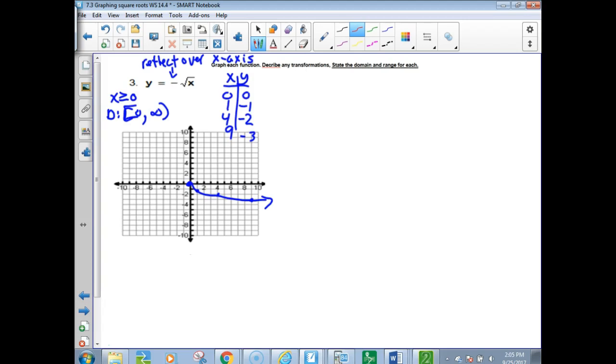Oh, and the range is not 0 to infinity this time. It's going to be from negative infinity up to 0, inclusive of 0. Okay?